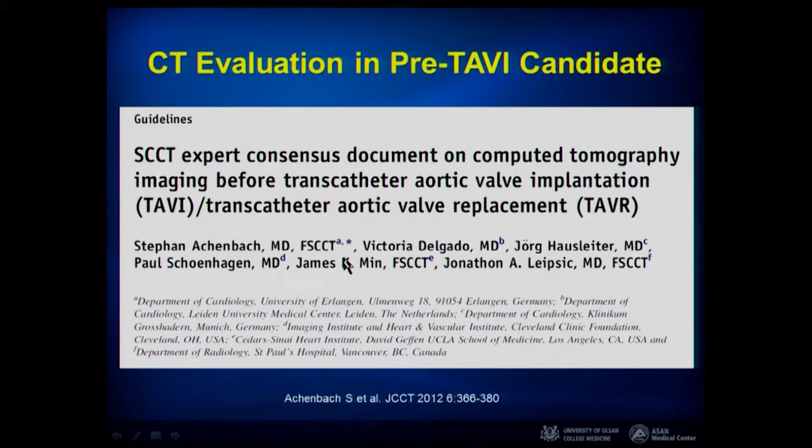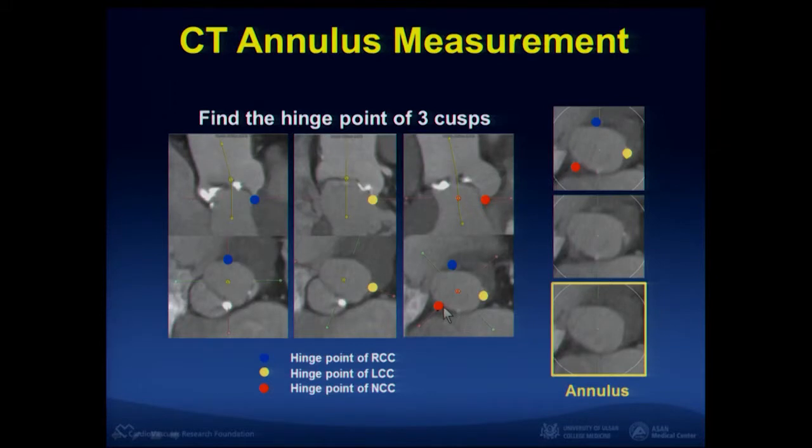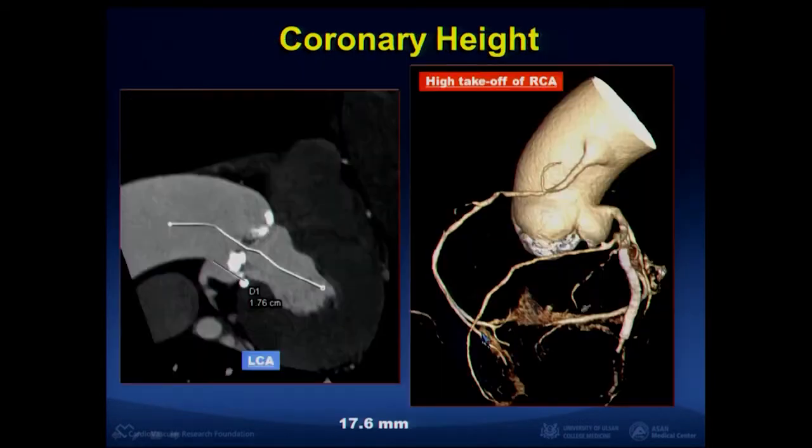Then, how can we evaluate the aortic root in a pre-TAVI candidate using cardiac CT? An official guideline was already published by SCCT in 2012. Let me briefly introduce the pre-TAVI evaluation protocol using CT in our institution, conforming to the SCCT guideline. First step is annulus measurement after semi-automatic assignment of the hinge point of each coronary cusp. The annulus plane of CT is generated. Then maximal and minimal parameters and area of the annulus are obtained and provided.